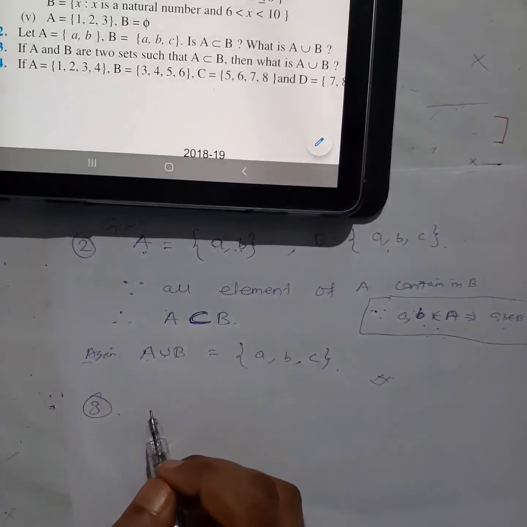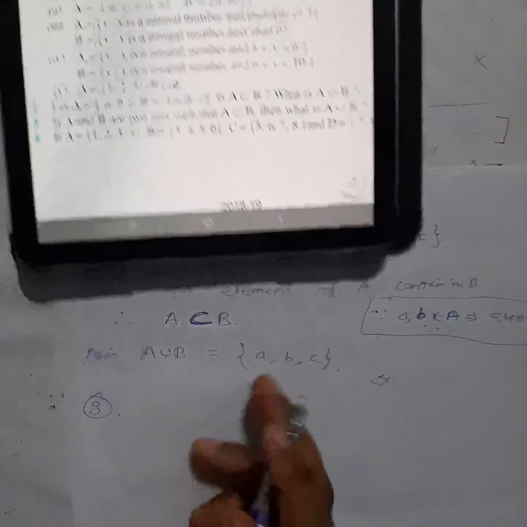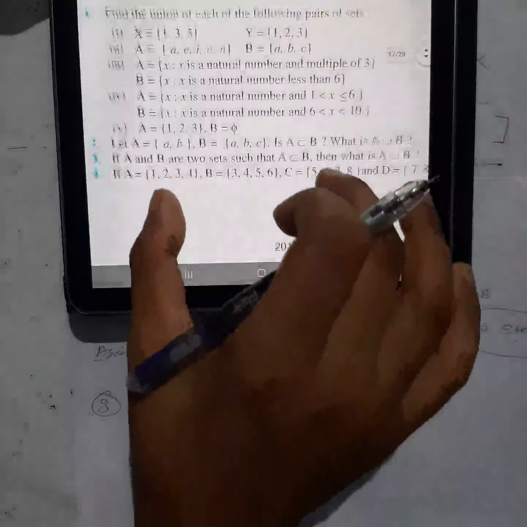So number 3, if A and B are 2 sets, I hope you can see. You can open your textbook and see from there. Okay.